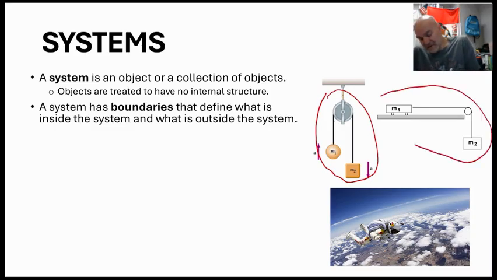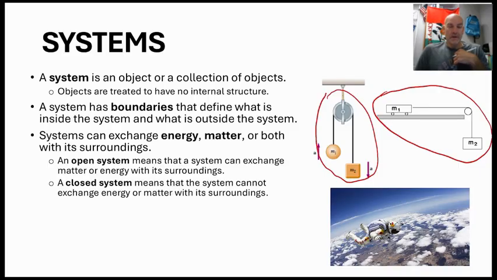So like this would be the system here. Again, anything inside that circle, that's what we're going to focus on. Anything outside becomes external, and that's what's causing the changes in motion. So systems will exchange energy, matter, or both with the surroundings. And so what happens is if we say it's an open system, that means there's going to be an exchange of matter and energy, or energy, right?